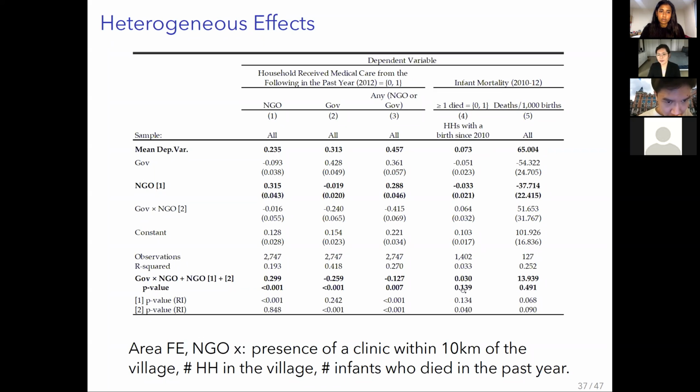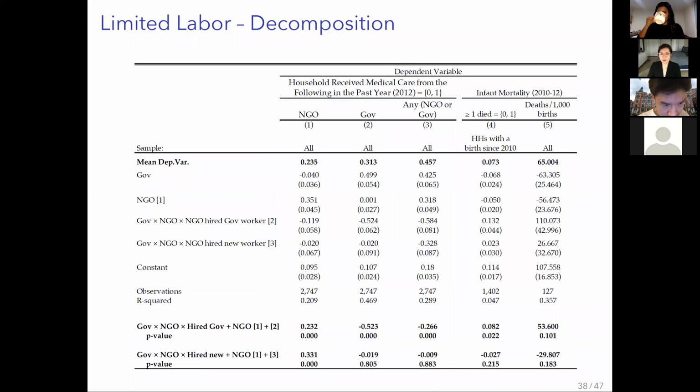But these results are not very precise. The p-values are almost precise or just imprecise here. So let's go a step further and further break up the villages that had a government health worker into the villages where the NGO hired the government worker, where he poached, and where the NGO hired a new worker.